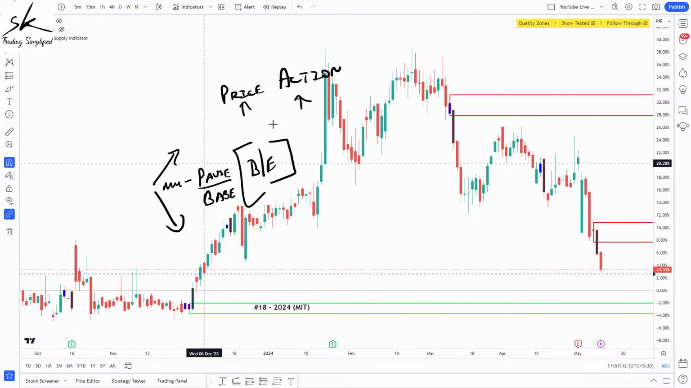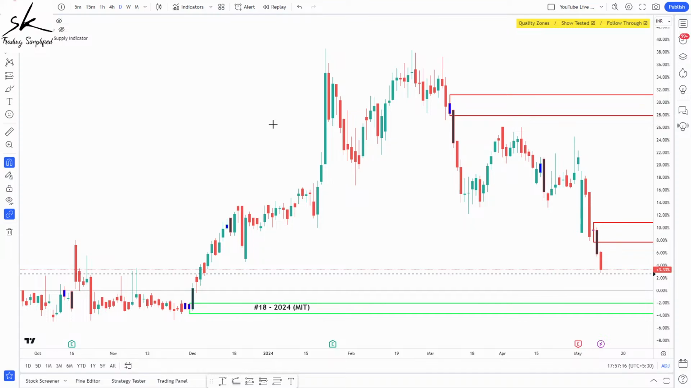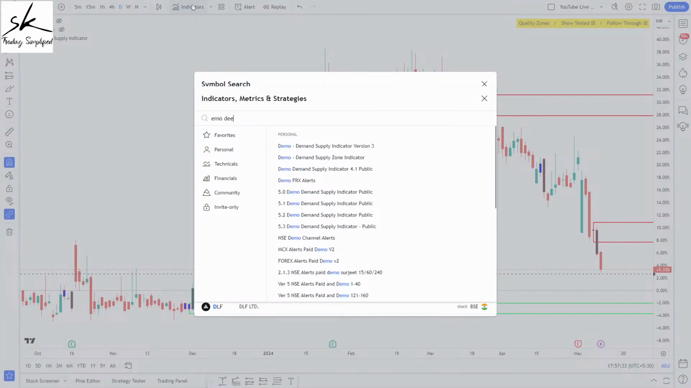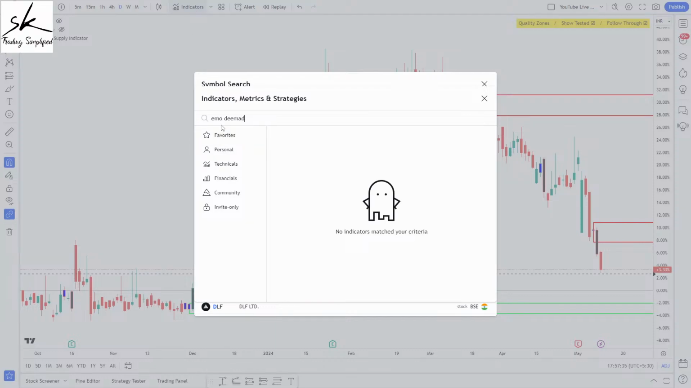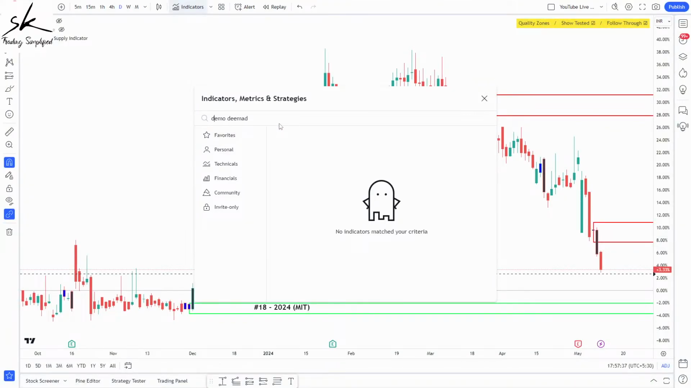And we have another indicator which is called as the demand and supply zone indicator, which is applied to my chart as of now. And you can see this is more like GPS, that I don't need to identify my zones now. It automatically identifies and plots the zone for me. And we also have the demo available for demand supply zone indicator. So just in case you want to try it out, you can just go to the indicator section and search for demo demand. Search for demand supply zone indicator.